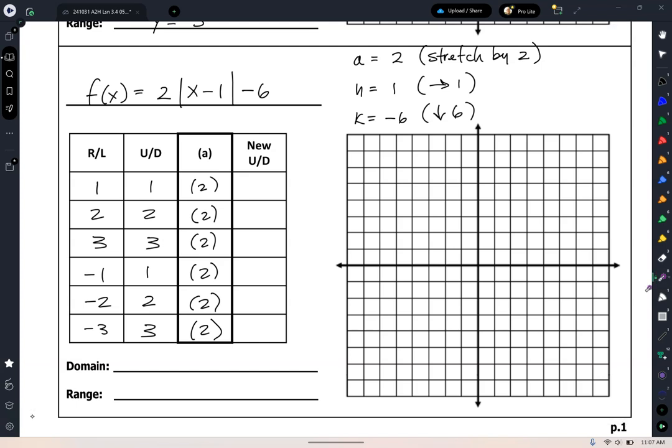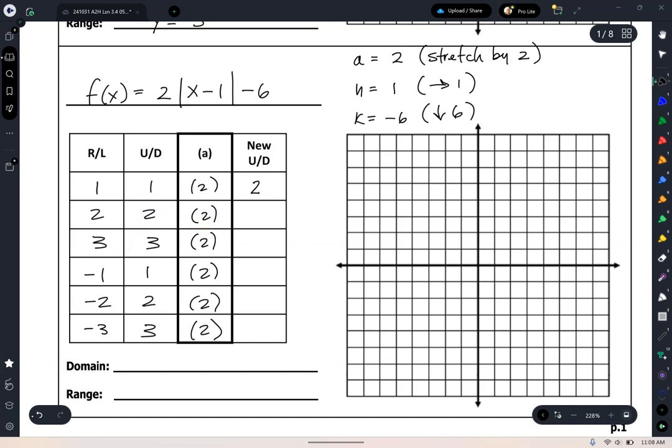And so after we move our vertex point, which we will do in just a second, we would then take the output of our parent pattern and multiply it by 2 to get our new output here. So this time it's going to go right 1, up 2. You see what I did? I multiplied these two values together, and then these two values, and then these two values.